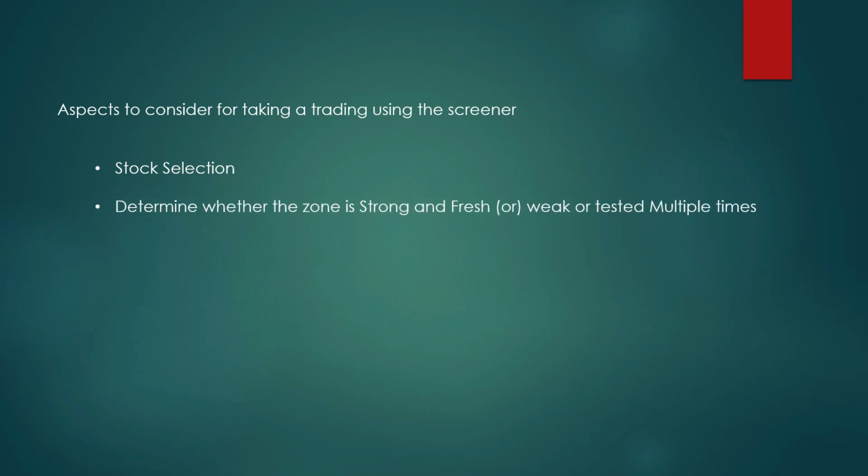Now that we have briefly checked why the symbols are appearing in the screener, there are many aspects that need to be considered in order to take a trade, so that we can mitigate our risk to the lowest. Firstly, we need to do a proper stock selection. We can't blindly take a trade just because it's appearing in our screener, like entering a long trade when it is in demand zone, or entering a short trade if it is in supply zone. No, that's not the case. We need to consider many aspects. Like we need to determine whether the zone is a strong zone, a fresh zone. We need to take trades in those kinds of stocks. We need to avoid a weak or a multiple times tested zone.